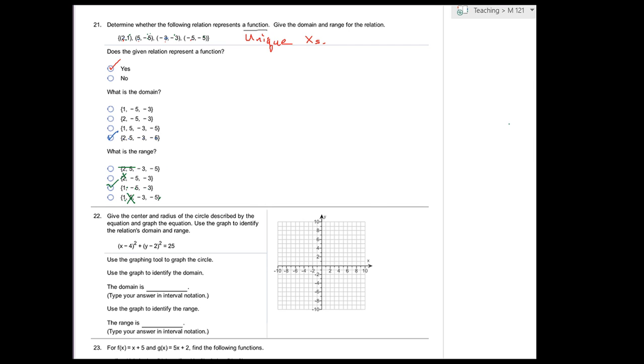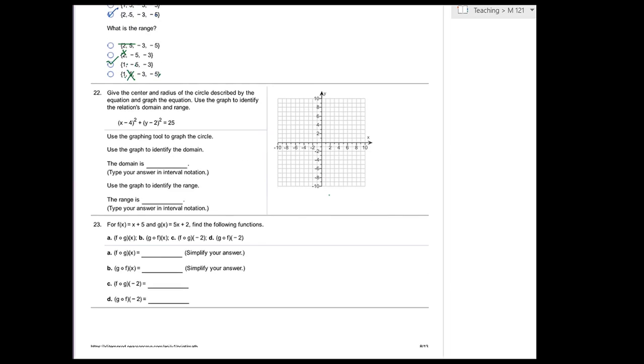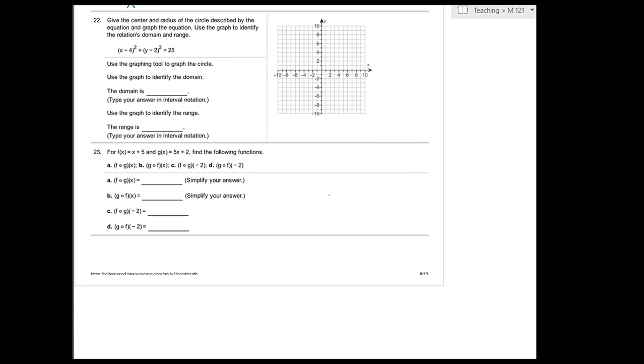All right. Give the center and radius of the circle as described by the equation and graph the equation. Okay, so the center: x minus 4 means the x coordinate is 4, and y minus 2 means the y coordinate of the center is 2. And then 25, the radius is the square root of 25, which is 5.